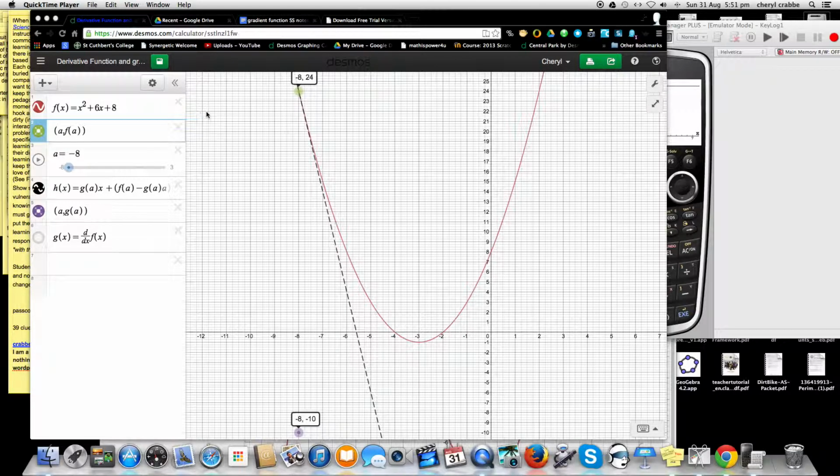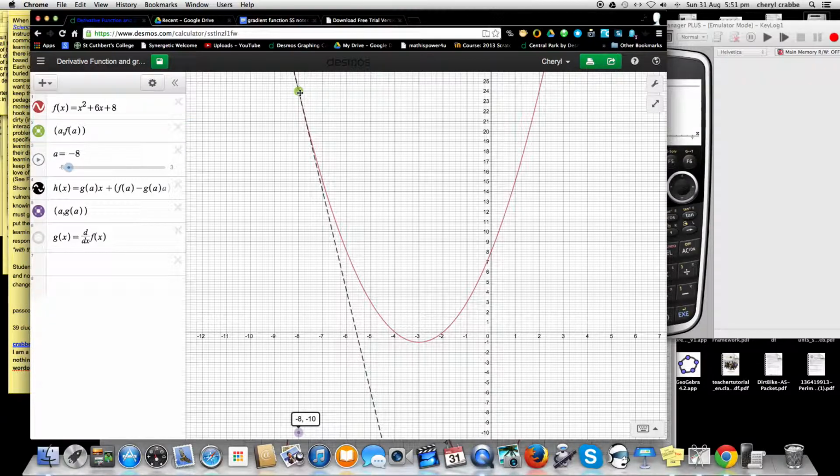Okay, we're going to take a look at this Desmos little applet on gradient functions. So we've got a parabola that's been drawn, x squared plus 6x plus 8. We're going to draw a tangent initially at the point of negative 8 and 24.